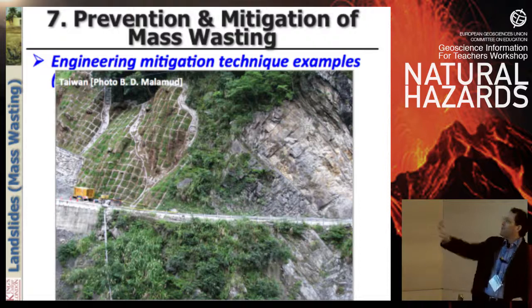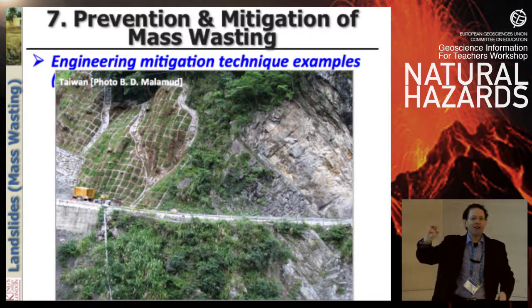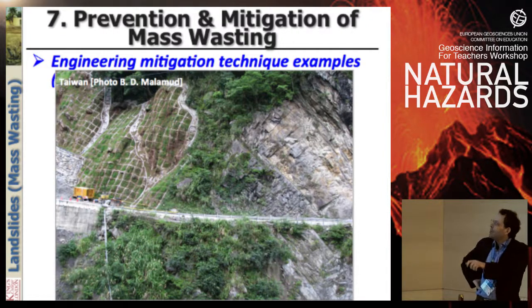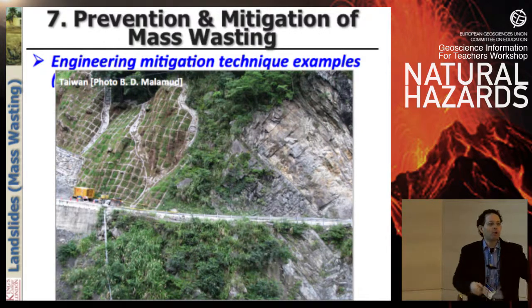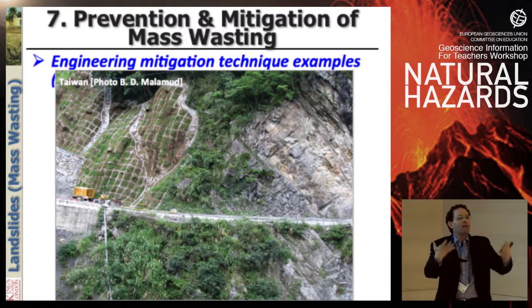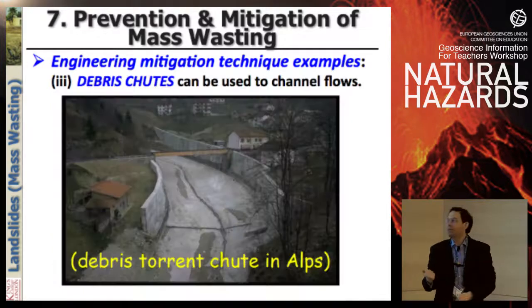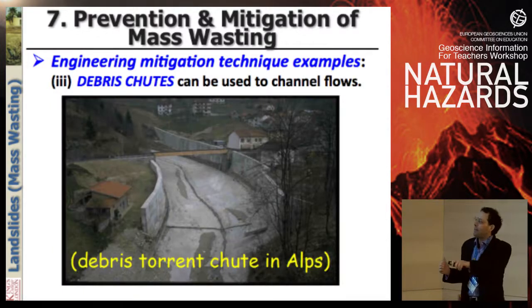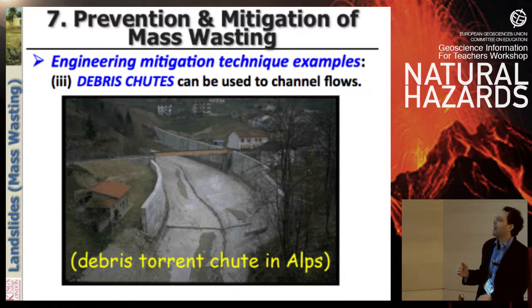Okay. This is an example in Taiwan. And here we can see examples where they have tried to create concrete barriers. You can also see these drainage channels here, and the drainage channels become very important to take some of the water away so the hill slope does not become so heavy. Here's an example of a debris chute in the Alps.